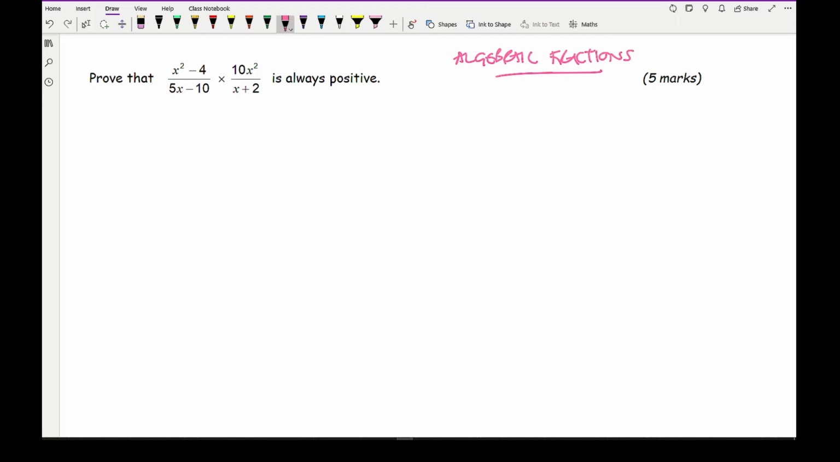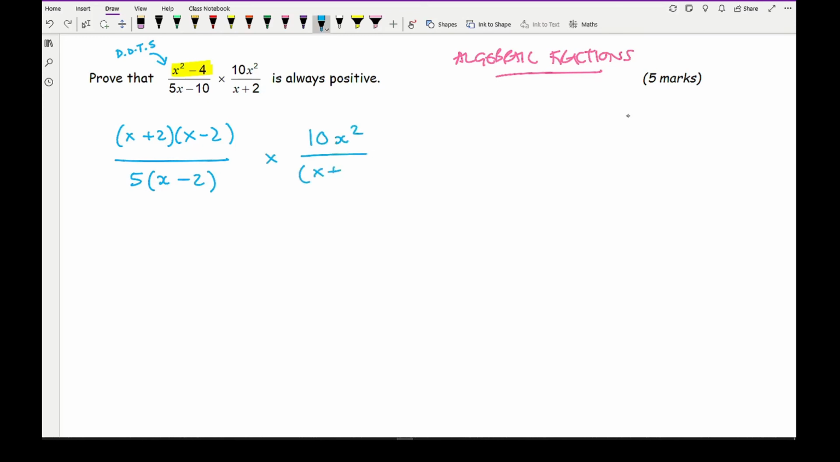So first things first, let's look at this particular component. Now one thing I should notice straight away is this is a difference of two squares. So what I can then do is, by factorizing that, I end up with x plus 2, x minus 2. And I can factorize this bottom bit, so I can take a 5 out, which gives me x minus 2, multiplied by 10x squared over x plus 2.